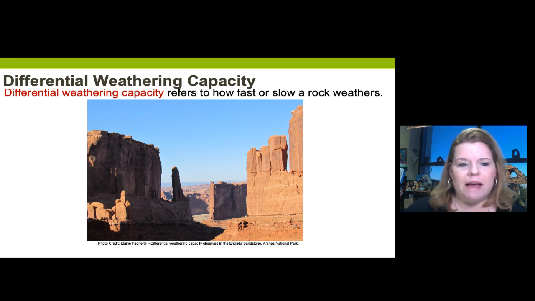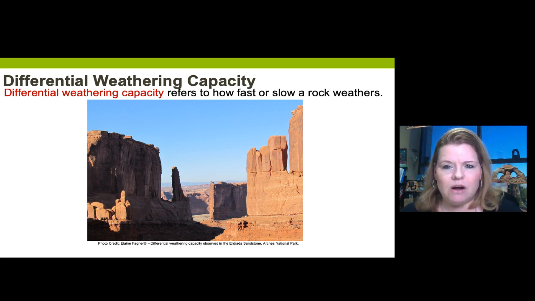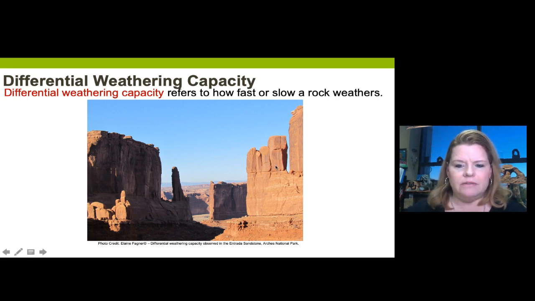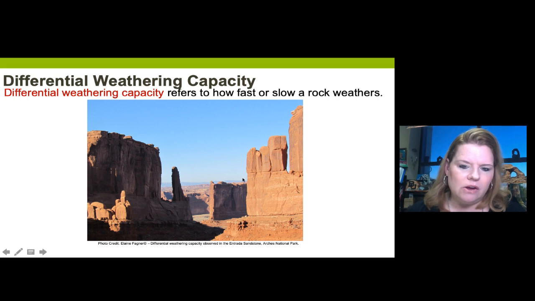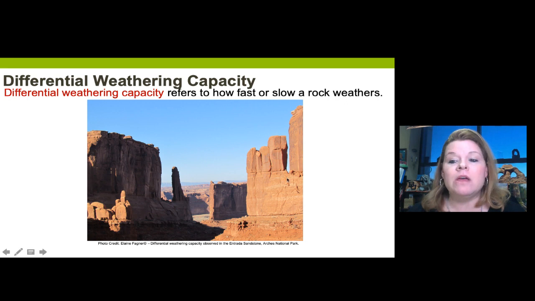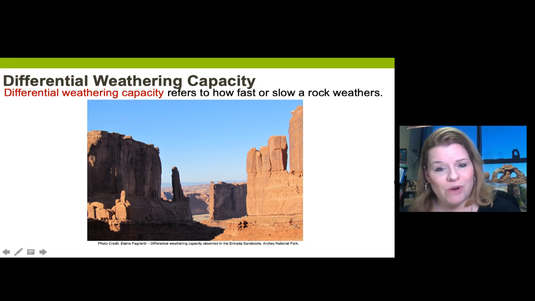So differential weathering capacity refers to how fast or slow a rock weathers. This is in Arches National Park in Utah, and I want to point out that this is the Entrada sandstone. Matter of fact, all of this is. And at one point they were touching, so the law of lateral continuity that we learned about in geologic principles applies. But the point is the Entrada sandstone has not weathered at the same speed. Why is it that this section right here, all of this air, this section of the Entrada isn't touching anymore? How did that happen? It has to do with something called differential weathering capacity.